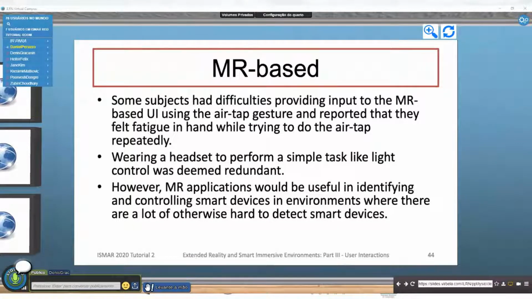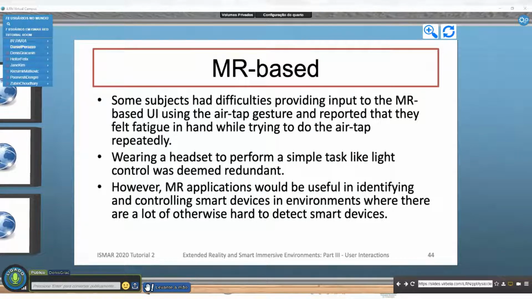However, the positive side is that we can use the headset to identify and control smart devices. While in this particular example, having a light, it's clear from the setup what can be controlled and where those devices are. In the general case, when we are not aware of what can or cannot be controlled, having visual cues provided by MR modality can be very beneficial.